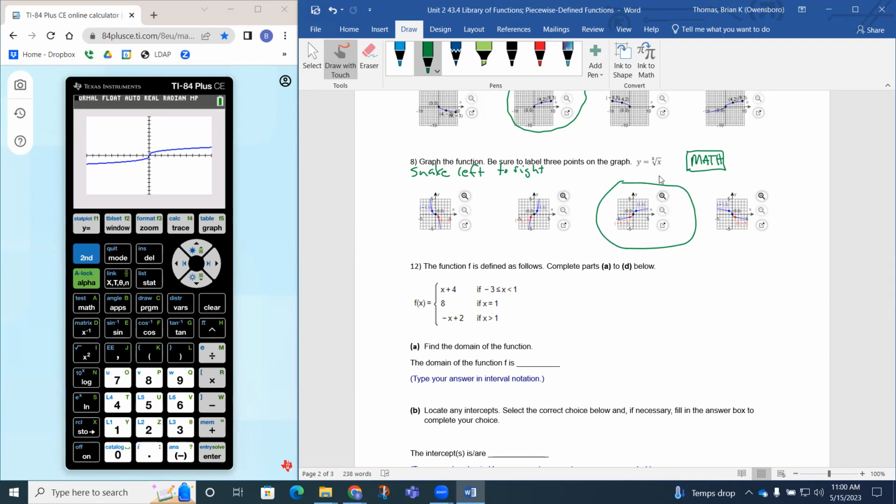So again, notice how it does not have any domain or range restrictions there. Even though you see a radical, cube root is not an issue. It would still work out just fine.